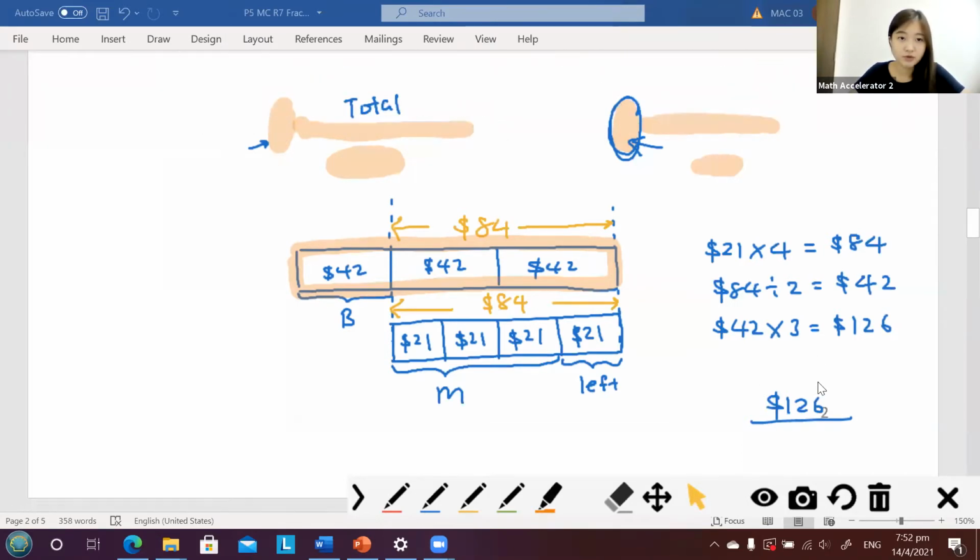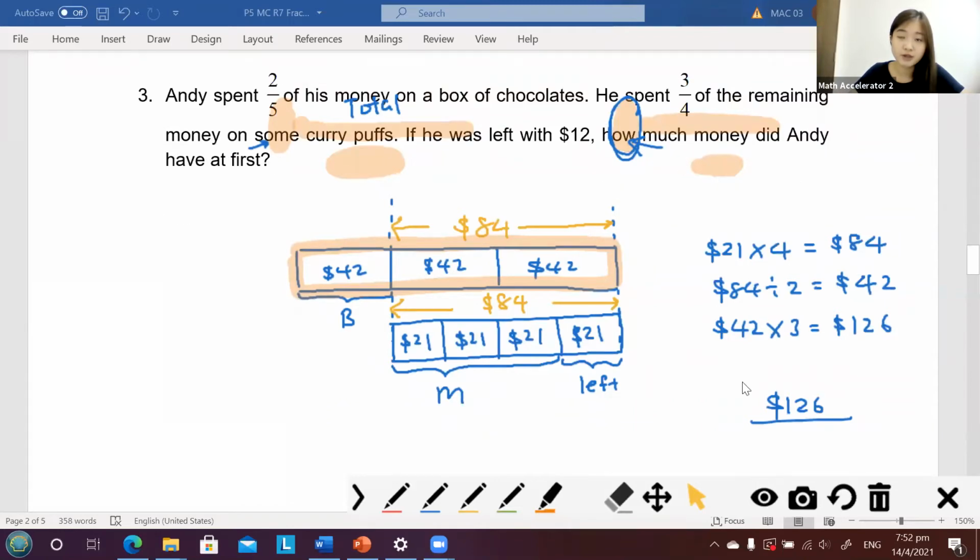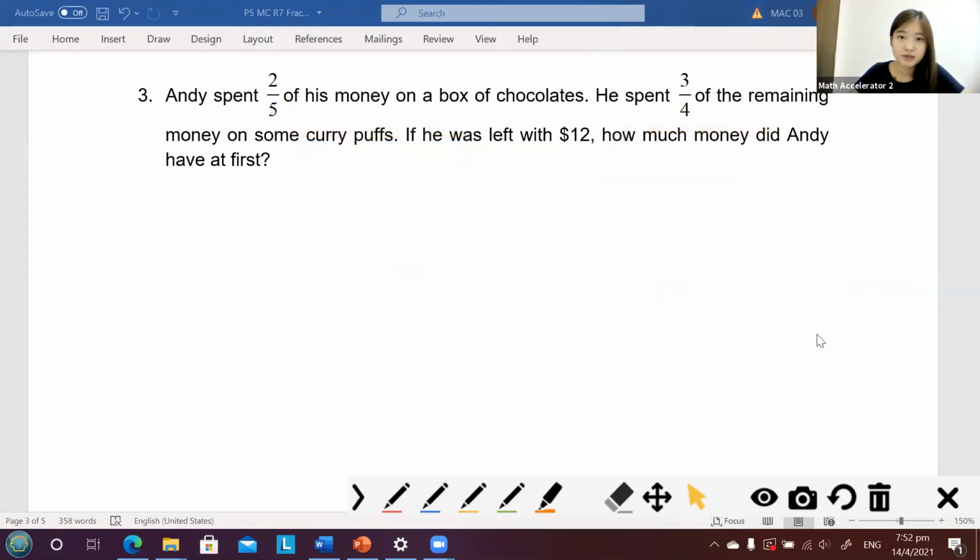We go to question 3 next. So if you are confident, you can start doing it already. Then you just check back with me your answer on the screen. Okay, right, so let's look at your question 3.